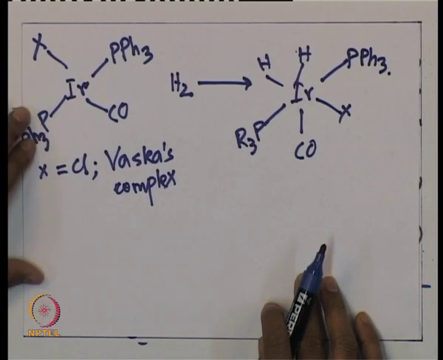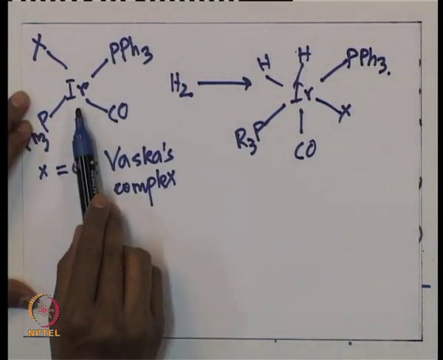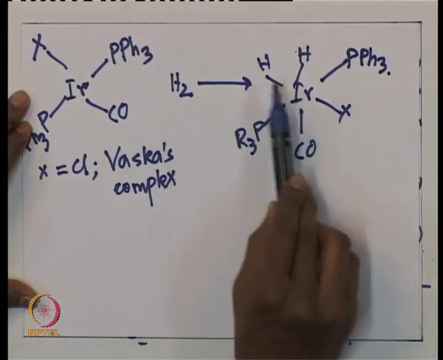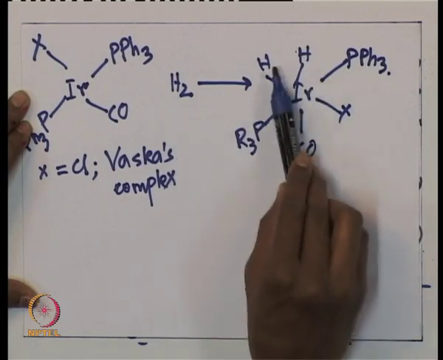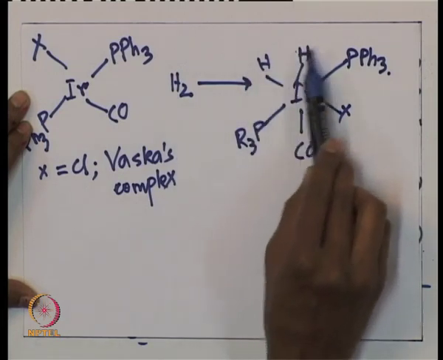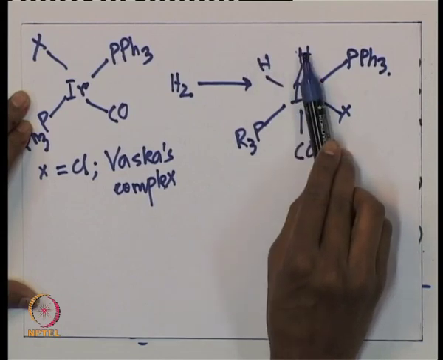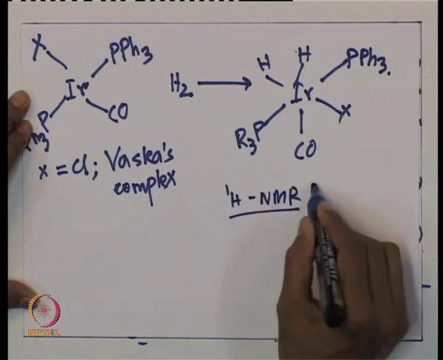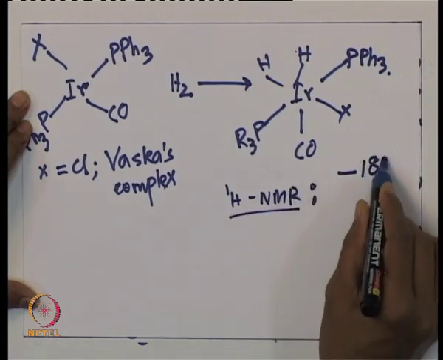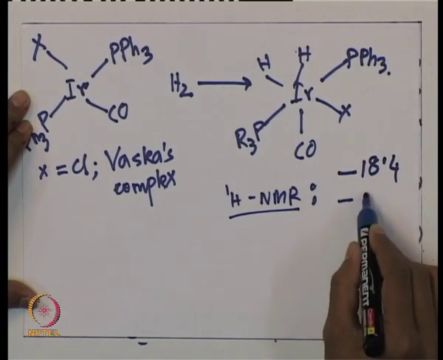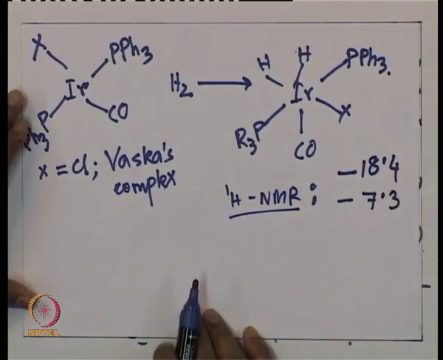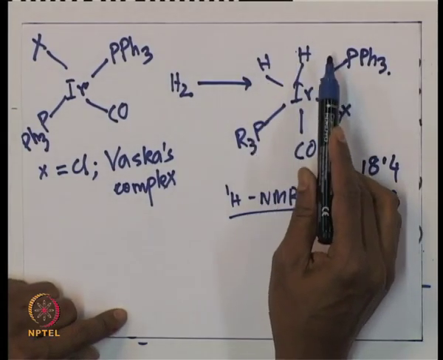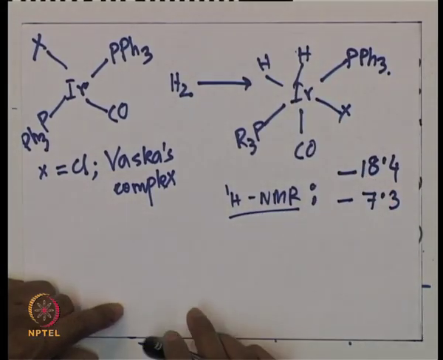Okay. So, what we see here is this iridium tetra coordinated complex reacts with hydrogen to give you the hydrogen-hydrogen bond broken species, that is now a hydride. How can you prove that it is a hydride? If you take the 1H NMR of this complex, you will see two peaks, one at minus 18.4 ppm, another at minus 77.3 ppm. Thereby, this is again showing that these hydrogens are hydridic in nature.